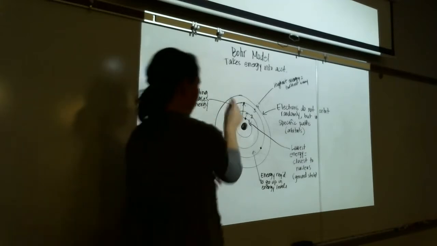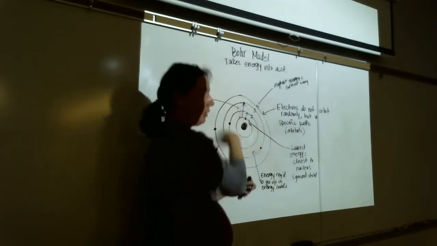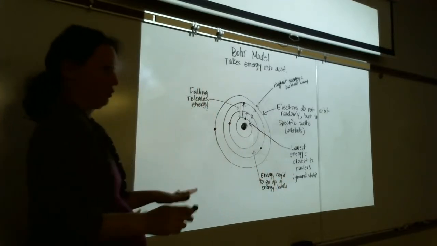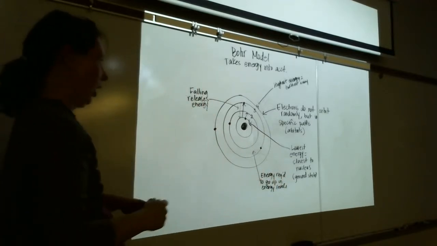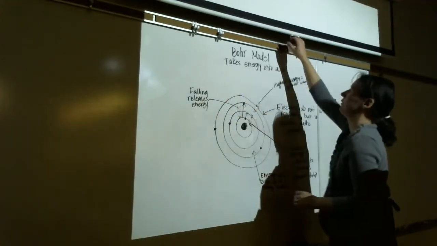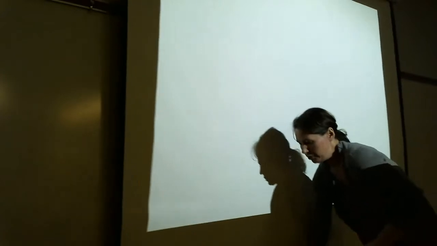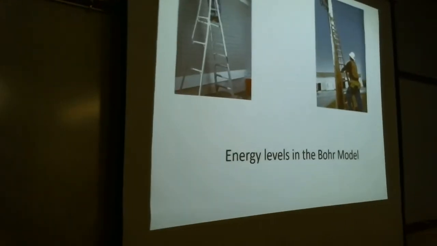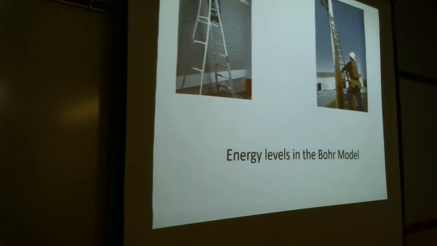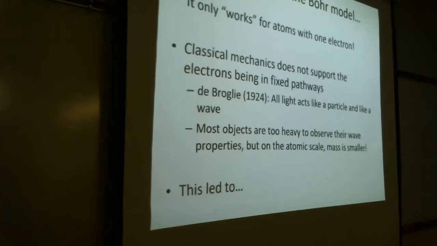Now the bit about it being quantitative, with specific orbitals and a specific path and all that good stuff, that's not true. That's the part that Bohr got wrong. I'm just going to leave this here because I've got some pictures to show you. Those are the energy levels, right? High energy versus low energy, just like being at the top of a ladder versus being at the bottom.